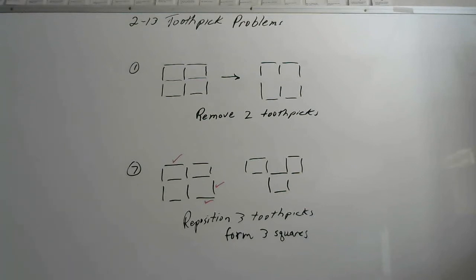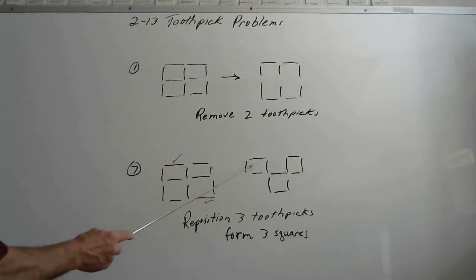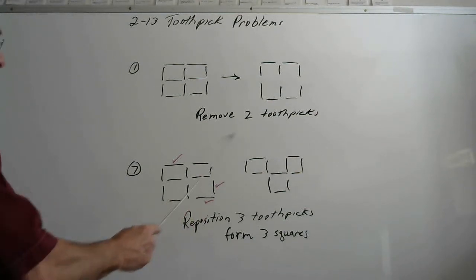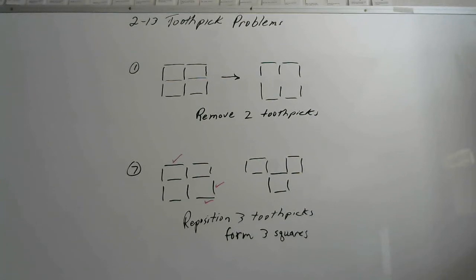That's problem number 1. Problem number 7, they want me to reposition 3 toothpicks to form 3 squares. So I went from here to here. I removed this one, and that one, and made this square here, and I made that shape. So follow the instructions they give you.